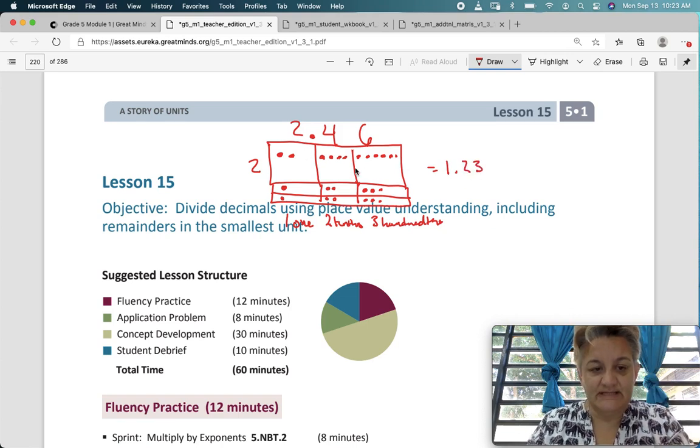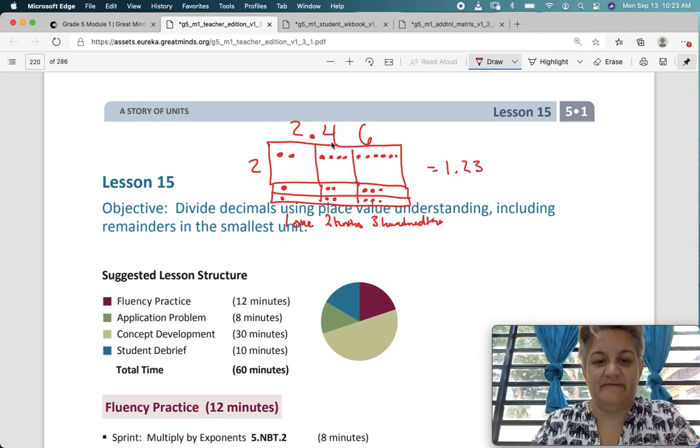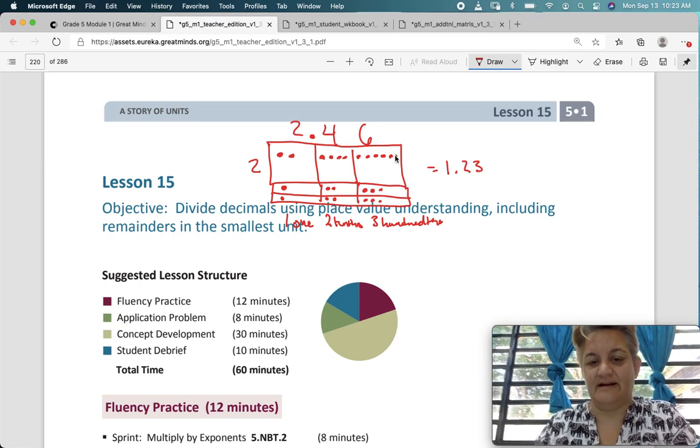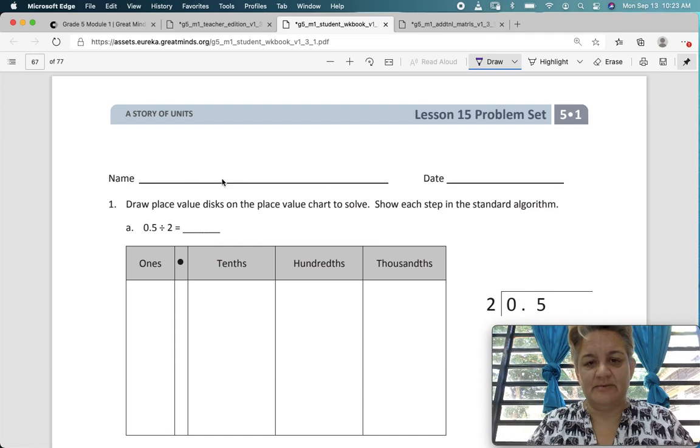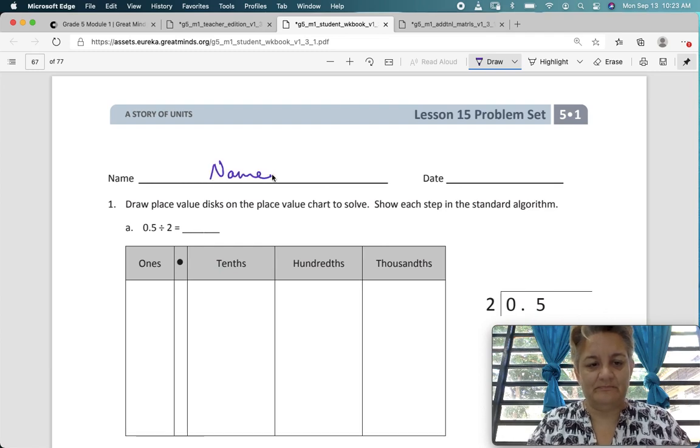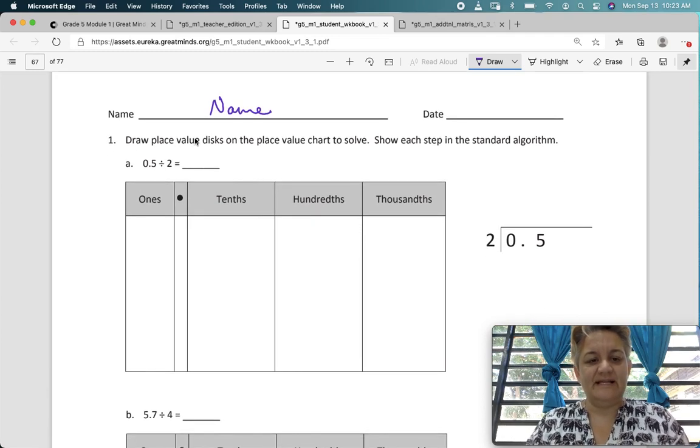We're going to use this, but now we're going to have remainders. If this were a 5, we'd have 1 left over and we'd have to carry it into the next one. So we're going to practice that right away. Let's go to the lesson 15 problem set. Put your name on your paper. Number 1, draw place value discs on the place value chart to solve. Show each step in the standard algorithm.